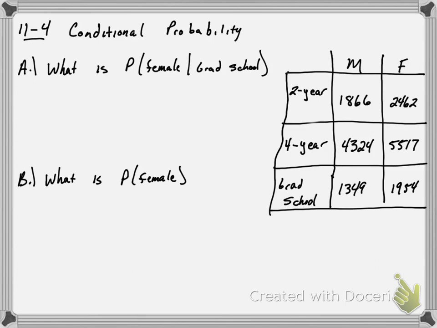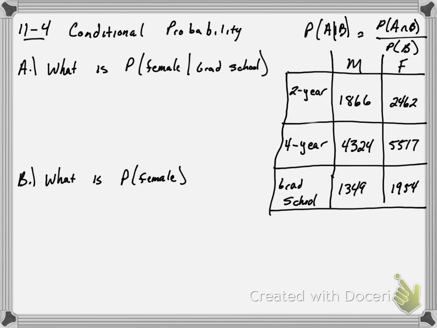Conditional probability, when you're doing something like that, is the probability of A given B is equal to the probability of A and B divided by the probability of B. In this case, what we're looking at here is the probability of female given grad school.